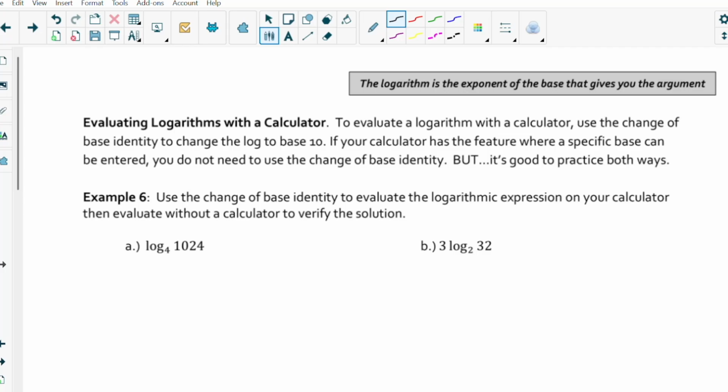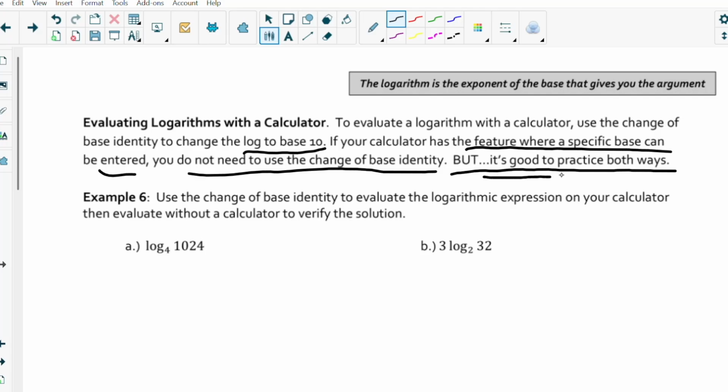Okay, evaluating logarithms with a calculator. To evaluate a logarithm with a calculator, use the change of base identity to change the log to base 10. That's if you don't have that function on there. But if your calculator has the feature where a specific base can be entered, you don't need to use the change of base identity because it takes a lot of keystrokes. Just giving you some advice, it's good to practice both ways because it helps you understand the change of base identity and how it works. Use the change of base identity to evaluate the logarithmic expression on your calculator, then evaluate without a calculator to verify the solution. So change of base identity, you can pick any base.